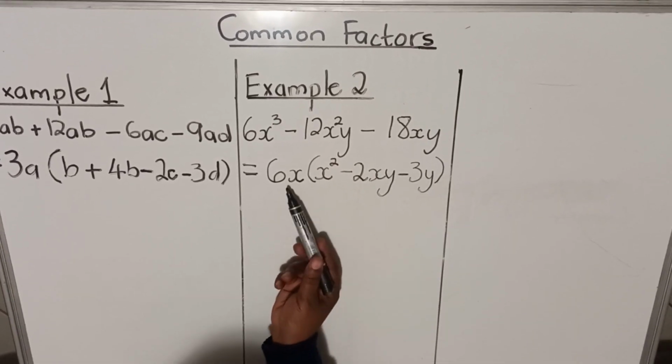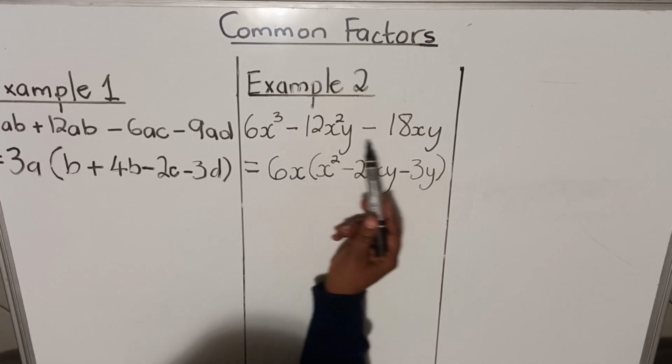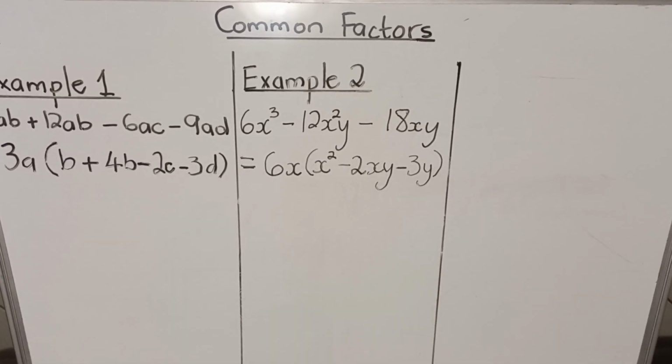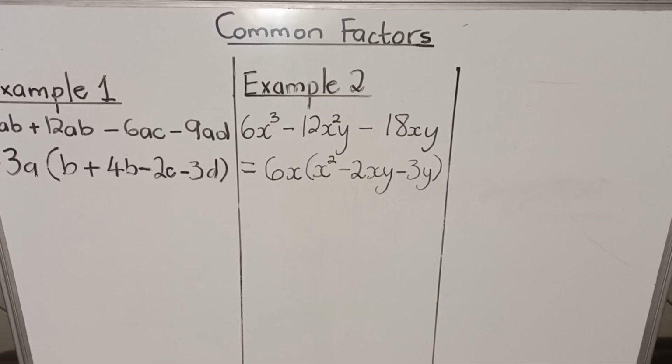You have to test it out, multiply it out, and you have to end up with it. If you multiply it out and you don't end up with that original one, you made a mistake somewhere, you have to go back and check again.